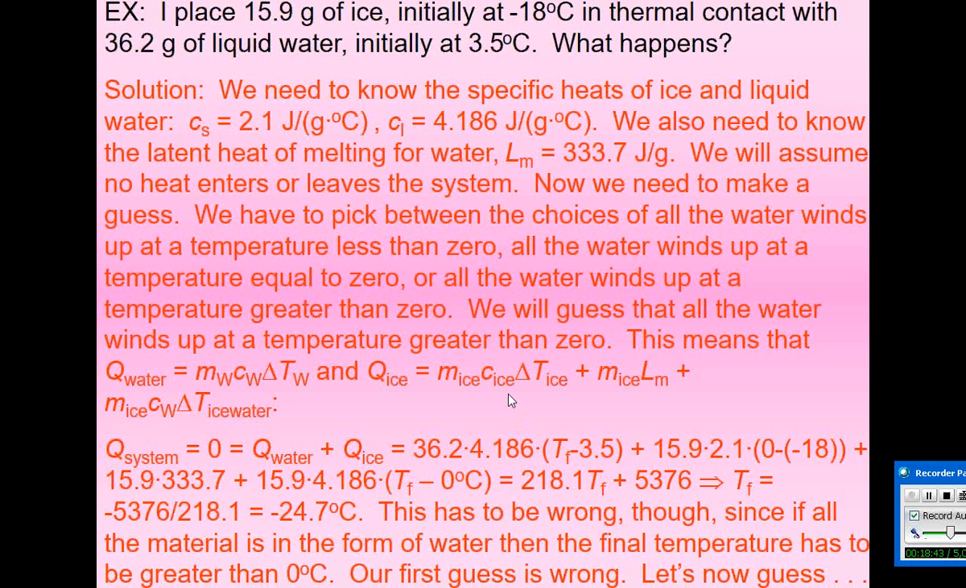If the setup makes sense, and if we assume that no heat is entering or leaving the system, so that Q system is 0, if we go through all of the math and solve for the final temperature, we wind up getting a final temperature of negative 24.7 degrees Celsius. And that doesn't fit with our assumption that if we wind up with entirely liquid water, it would be between 0 and 3.5 degrees Celsius. This answer doesn't make sense. It has to be wrong. Let's move on to a different guess.